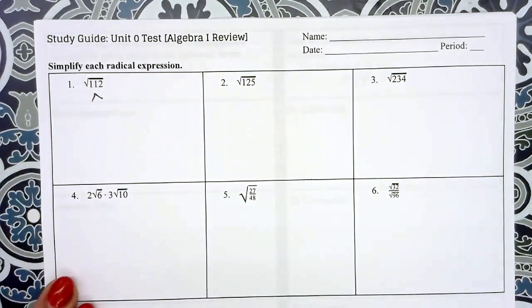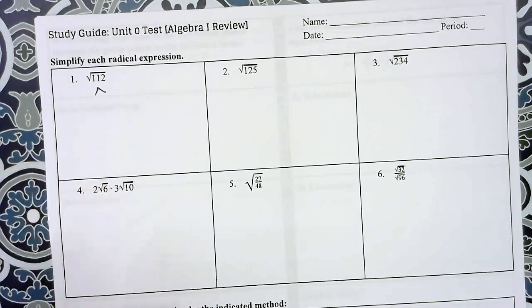So the first thing we have to do on this top section is to simplify each radical expression. Now it's important that we realize that in order for something to be simplified, you have to take out any perfect squares from these square roots, and you also have to remove any radicals from the denominators.